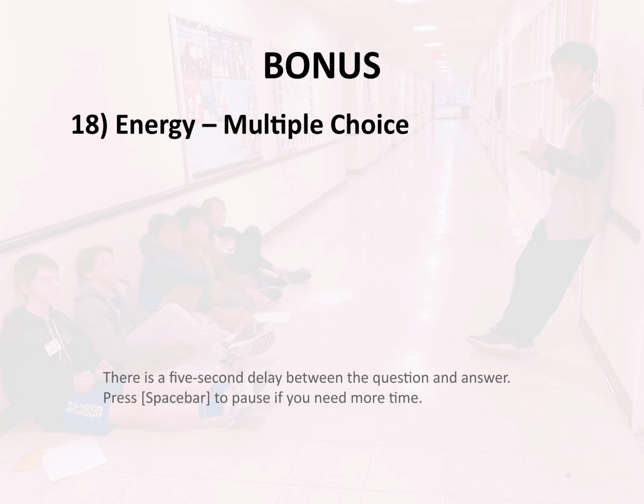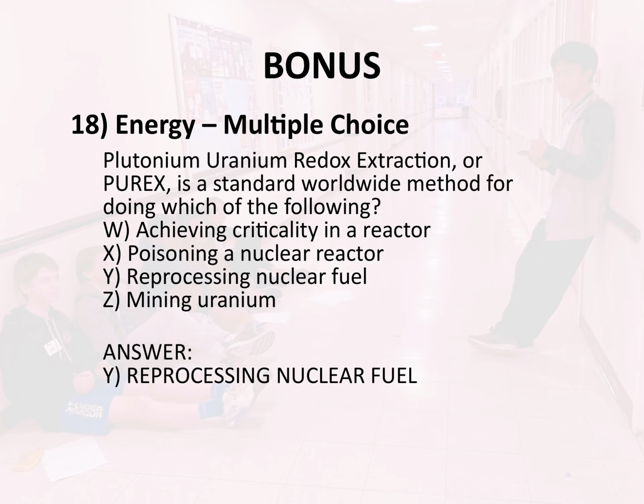Bonus 18. Energy, multiple choice. Plutonium-uranium redox extraction, or PUREX, is a standard worldwide method for doing which of the following? W. Achieving criticality in a reactor. X. Poisoning a nuclear reactor. Y. Reprocessing nuclear fuel. Z. Mining uranium. Answer. Y. Reprocessing nuclear fuel.